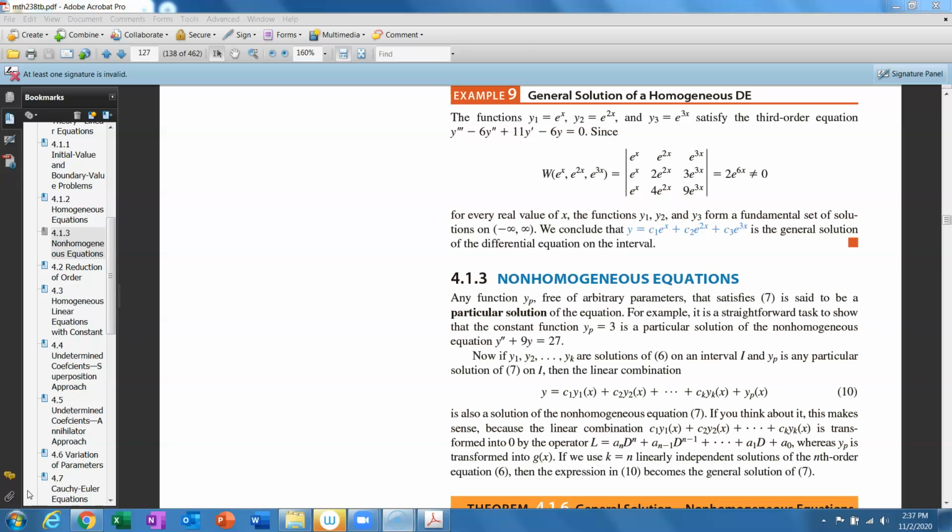I believe we left off last time in chapter 4, which is higher order differential equations, 4.1 preliminary theory and linear equations, and we're just wrapping up 4.1.2, which are homogeneous equations.